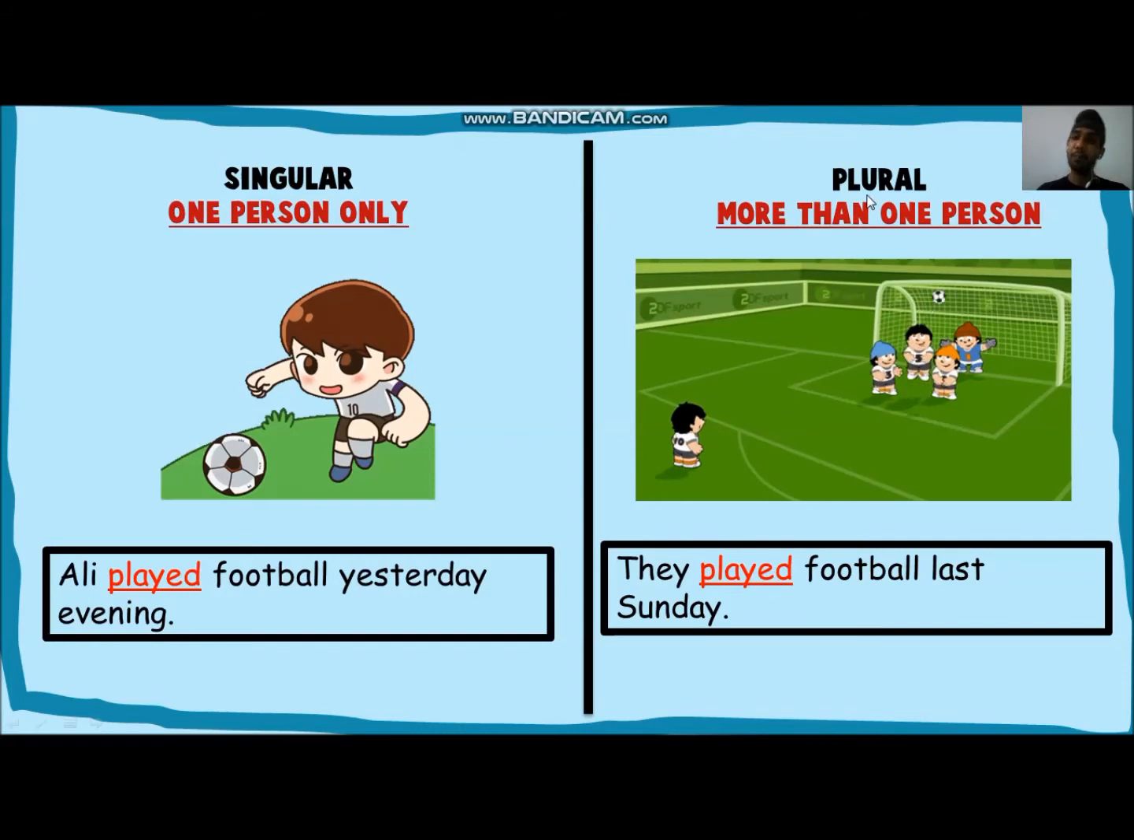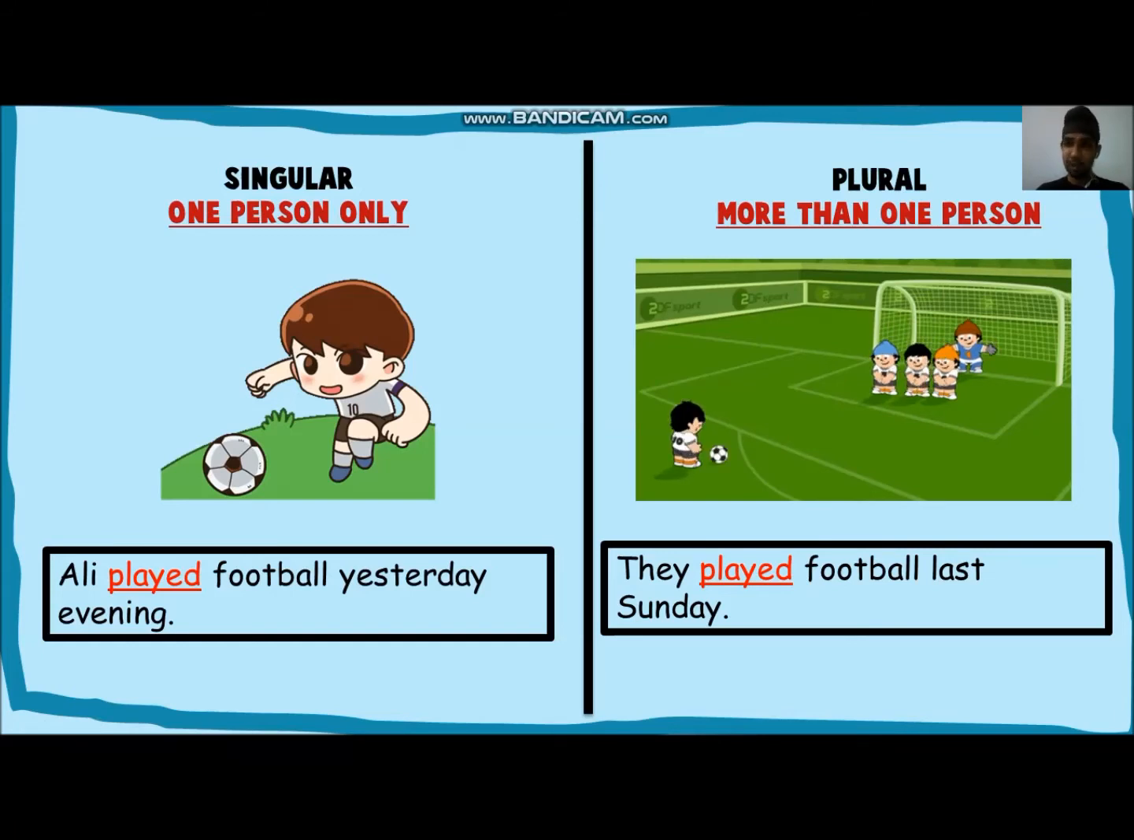Let's look at the plural sentence now. They played football last Sunday. We know that the action of them playing football happened last Sunday. Therefore, the tense must be in the past tense. However, although there is a difference between singular and plural, they have the same past tense, which is ed.